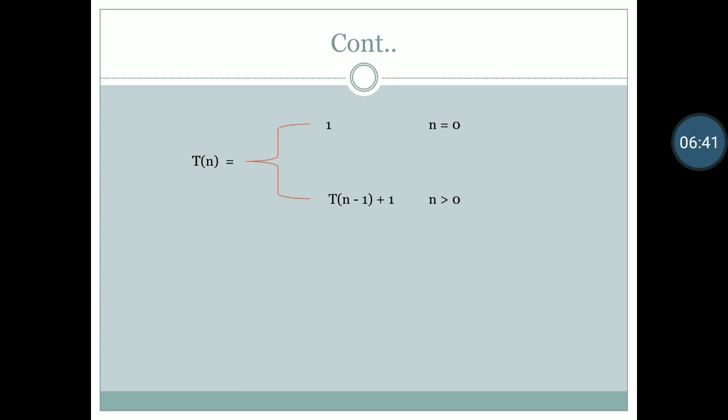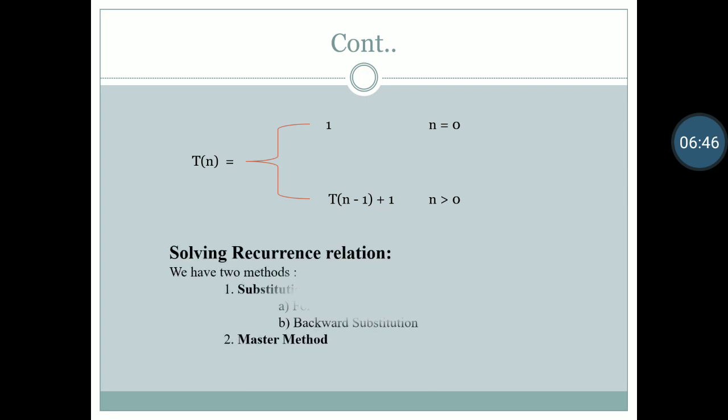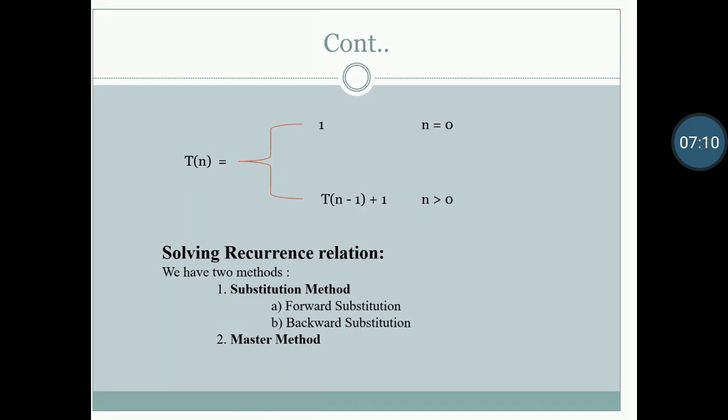For solving this type of recursion or recurrence relation, we will have two different methods. First one is the substitution method and second one is the master method. In the substitution method, we will have two different methods: one is forward substitution and second one is backward substitution. So we will know each substitution in detail. Our first substitution is backward substitution.